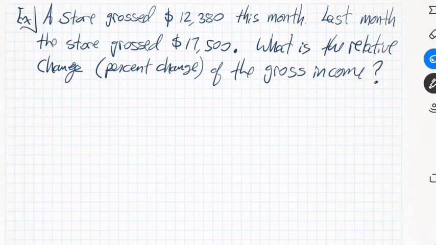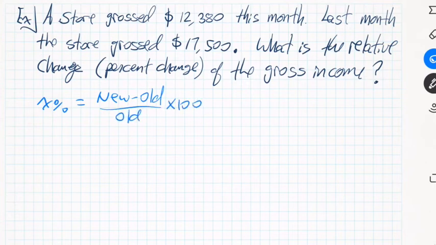All right, another example. A store grossed $12,380 this month. Last month, the store grossed $17,500. What is the relative change, also known as percent change, of the gross income? Now, gross is just how much money came into their register, basically. So again, this is a percent change or relative change, and the formula is x percent equals new minus old over old, times 100, and on paper, change it into a percent. Okay, so we need to know the new and the old here.